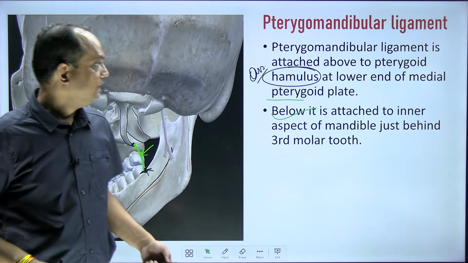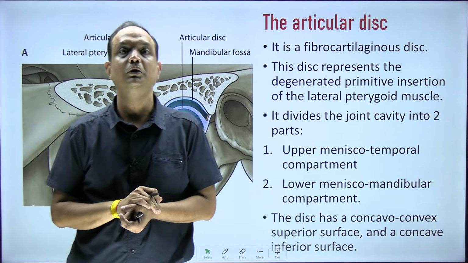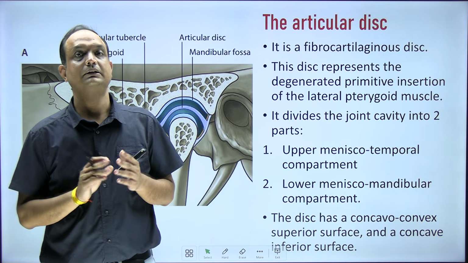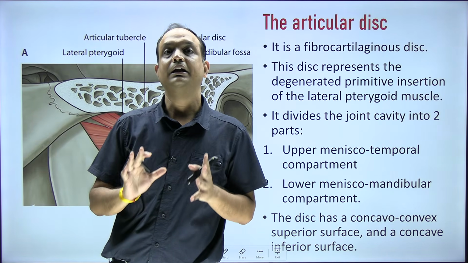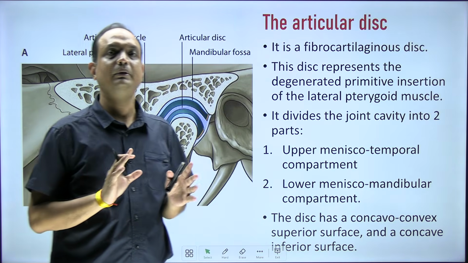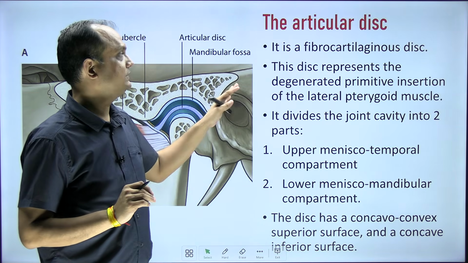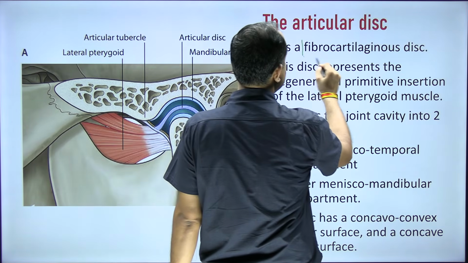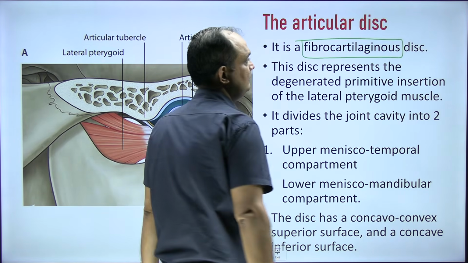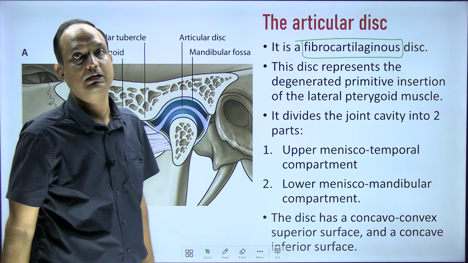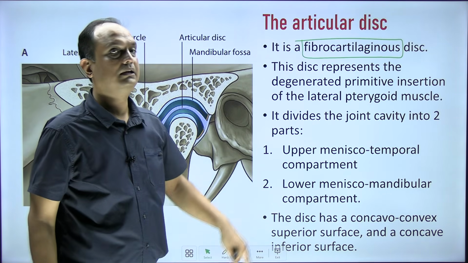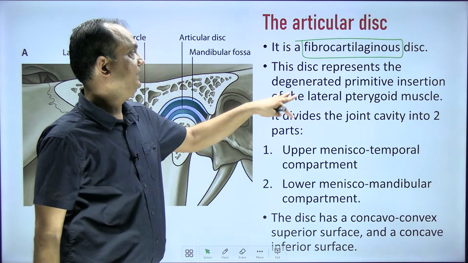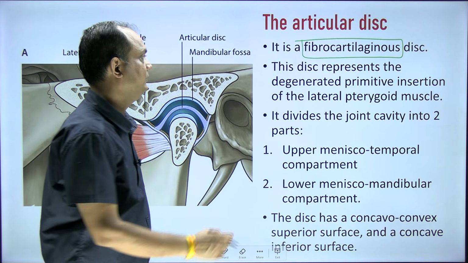Clear? Now there is one more important thing when you are reading the temporomandibular joint: the intra-articular disc. There are so many questions on the disc. The first question is what the disc is made of. Answer is fibrocartilage. So this disc is an example of fibrocartilage, and the disc represents the degenerative primitive insertion of the lateral pterygoid muscle.